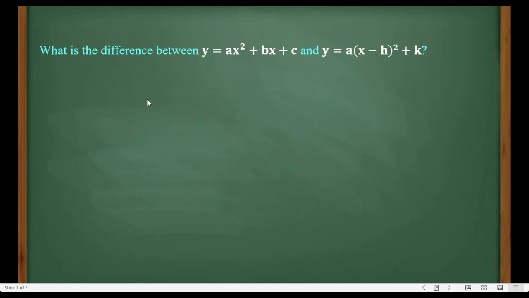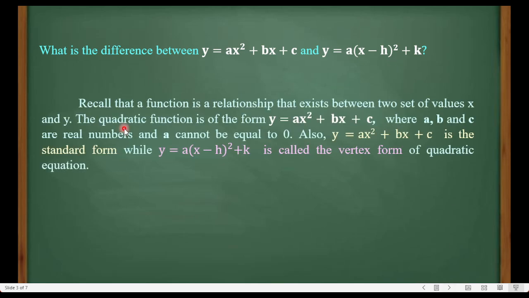What is the difference between these two forms, the standard and vertex form? Recall that a function is a relationship that exists between two sets of values x and y. The quadratic function is of the form y equals ax squared plus bx plus c, where the coefficients a, b, and c are real numbers and a cannot be equal to 0.